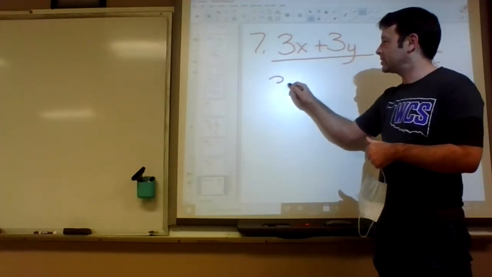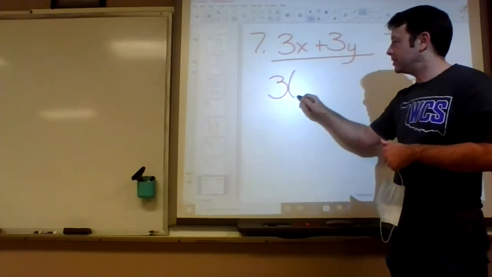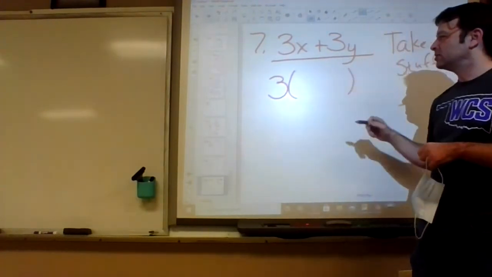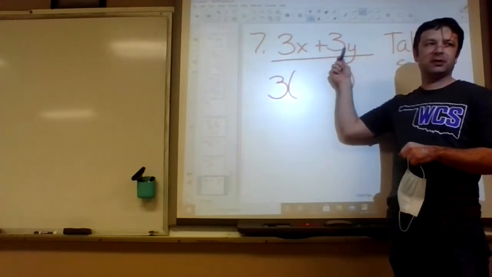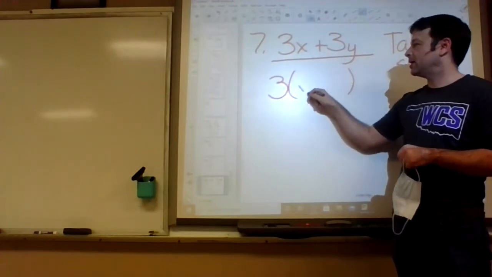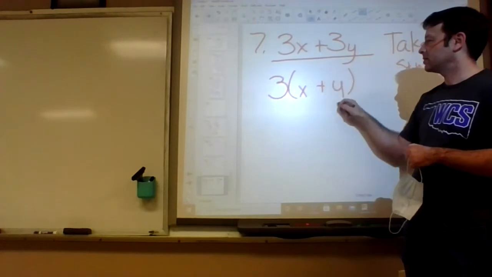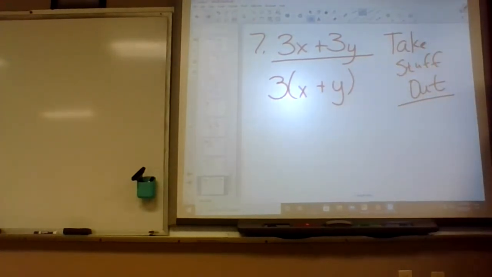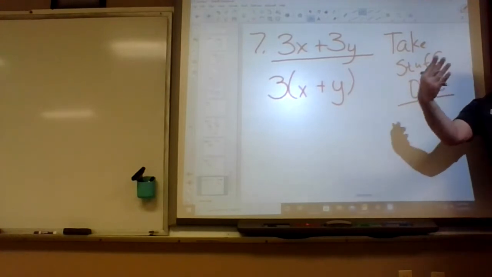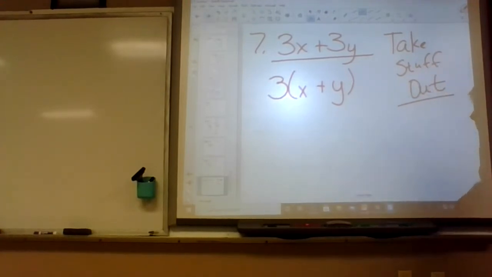So what I'm going to do is put 3 and parentheses, and then what's left if I divided 3 out of both of these? x and y. Okay, x plus y. Kind of like reverse distributive property. It's like instead of multiplying the 3 out, we're taking the 3 out.